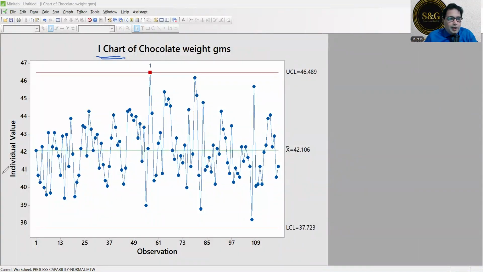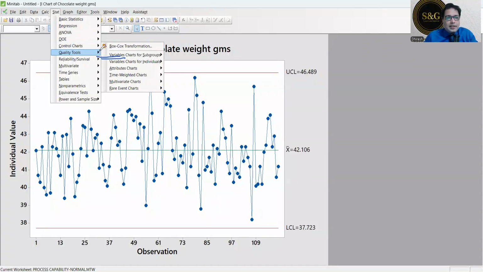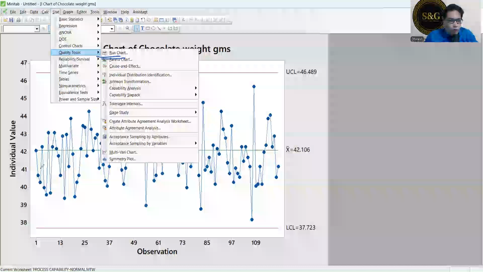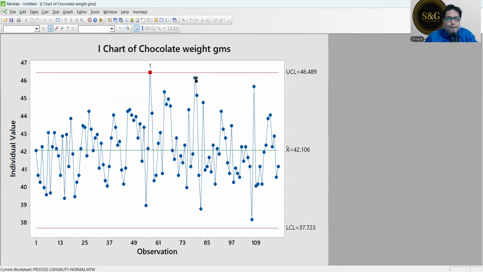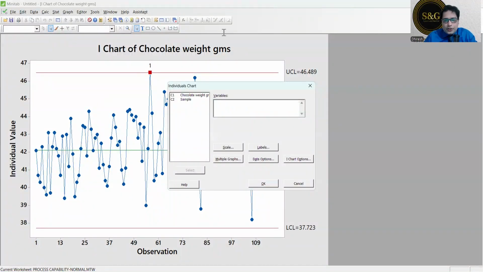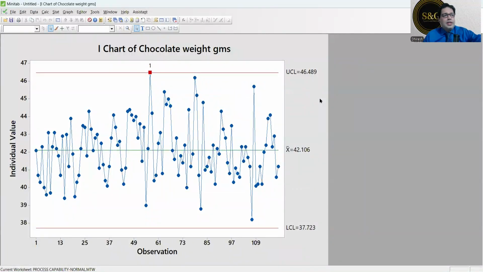Let me show you the steps once again. Stat, Control Charts, Variable Chart for Individuals, Individual, because we are considering individual data points. Once you click on Individual, this will appear. In the Variables box, double click on chocolate weight. It will get selected. Once it is selected, just click OK and you will find this graph. Got it, everybody? Just give me yes in the chat box.